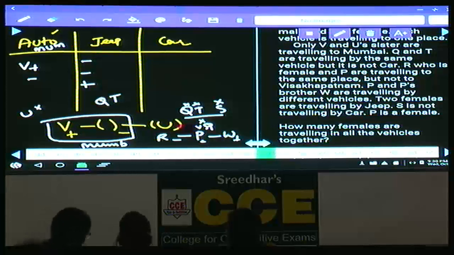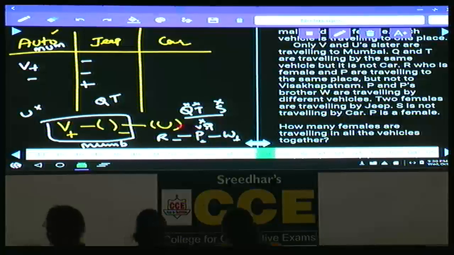Now as Q and T must be jeep, the genders of the persons among these is not known. Q and T are traveling by the same vehicle, but it is not car. R who is a female and P are traveling to the same place. Now whether R and P both can travel through jeep. If R and P travel by jeep, as of now 2 people Q and T were already there. If R and P added, then there will be 4 persons which is ruled out.